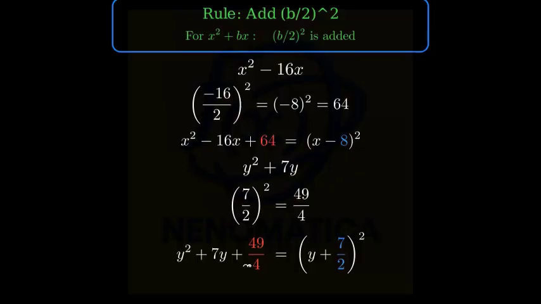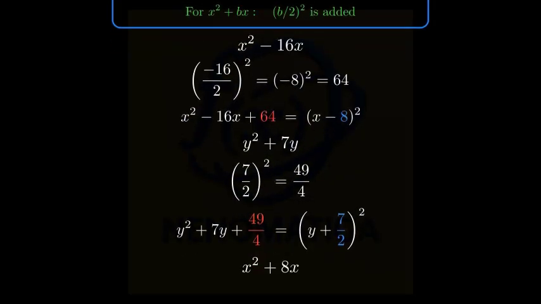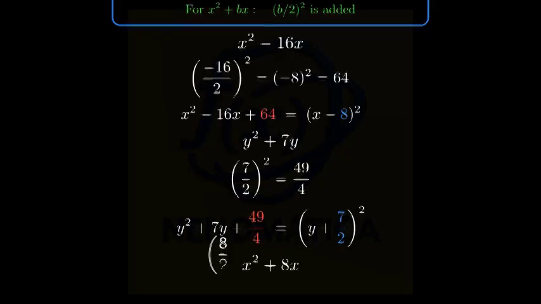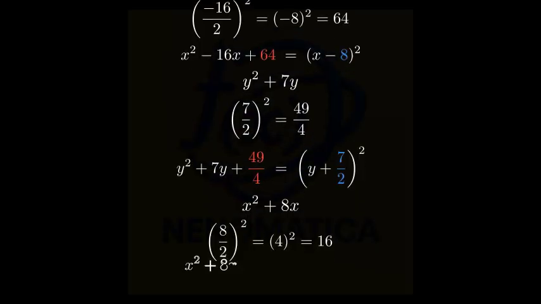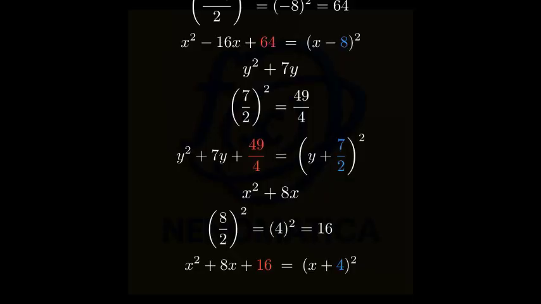Third expression: x squared plus 8x. Step 1, compute b over 2 squared. 8 over 2 quantity squared equals 4 squared equals 16. Step 2, add that value and rewrite as a square. X squared plus 8x plus 16 equals the quantity x plus 4 squared.